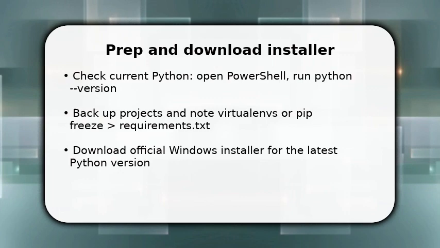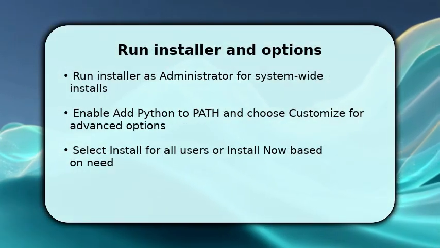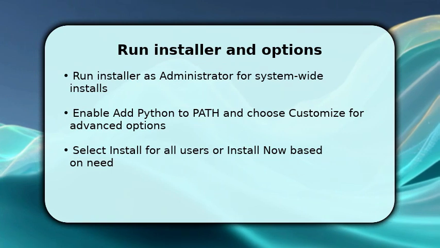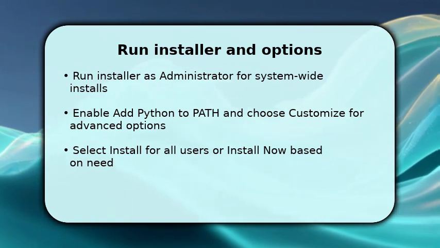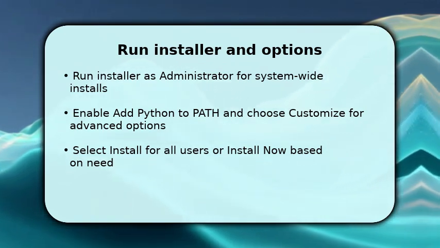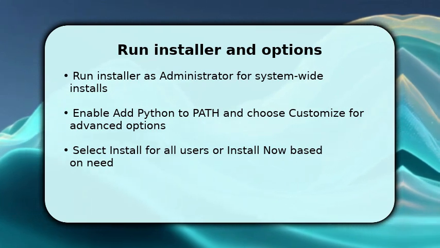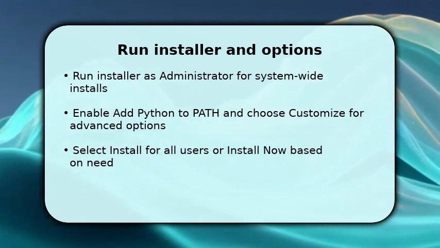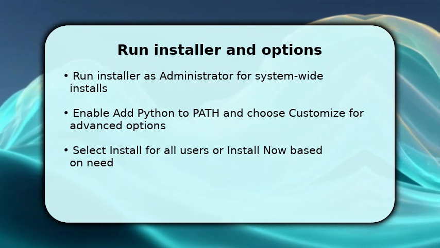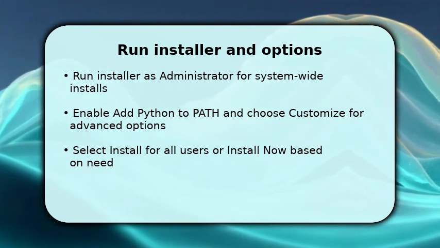You run the installer and, importantly, check Add Python to PATH so commands work immediately. Once you select Customize, pick pip and IDLE, and choose an install location that avoids permission conflicts. For multi-user machines, choose Install for all users. Make sure to keep the option to install pip and documentation.